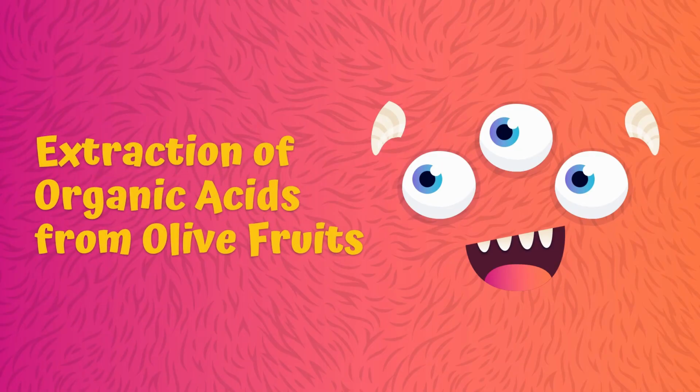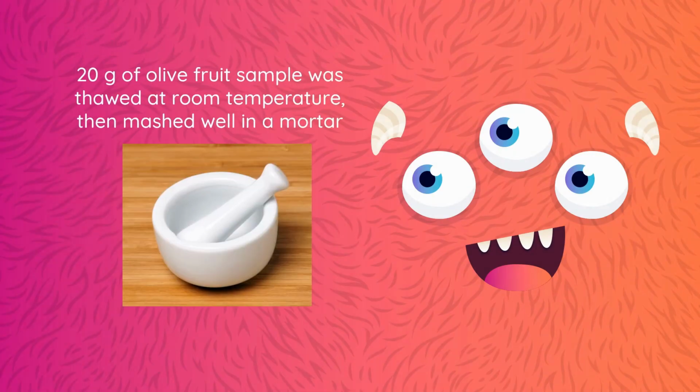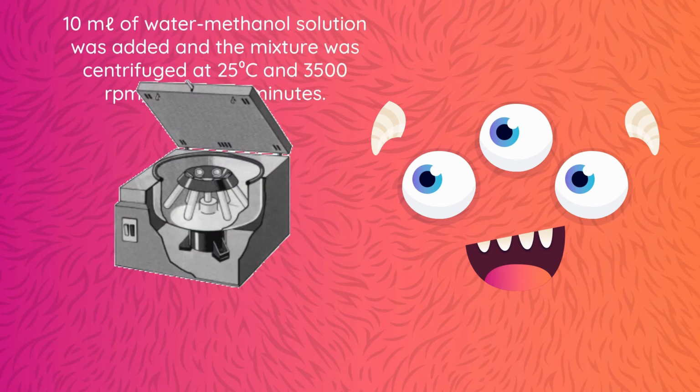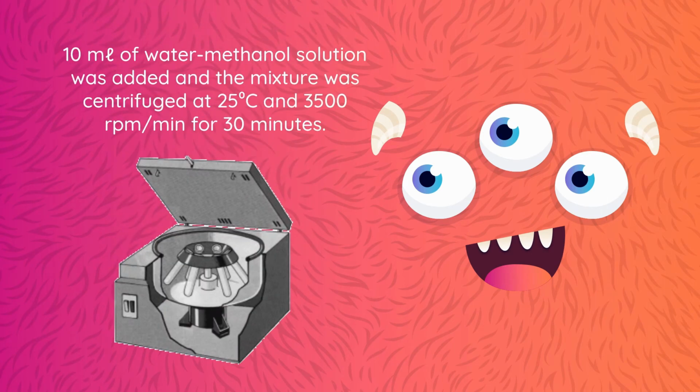Next is the extraction of organic acids from the olive root. 20 grams of olive root sample was thawed at room temperature, then mashed well in a mortar. Then, 10 ml of water methanol solution was added and the mixture was centrifuged at 25 degrees Celsius and 3,500 rpm for 30 minutes. The upper phase was filtered using filter paper and the centrifugation was repeated 3 times. The filtrates were then collected.